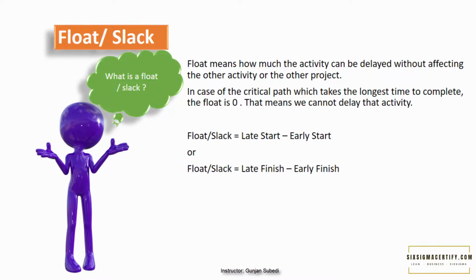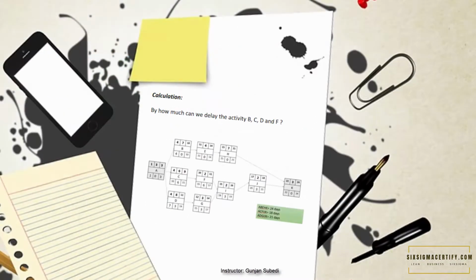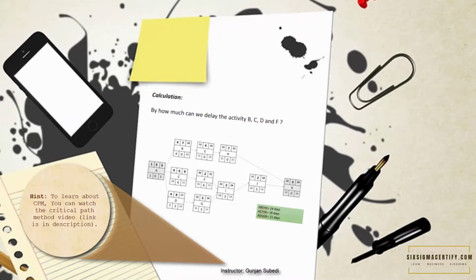So here is a question for you. Please see the diagram. By how much can we delay the activity B, C, D, and F? The process is quite simple. You can just subtract the late start with the early start or late finish with early finish. Please write your answers in the comment box.